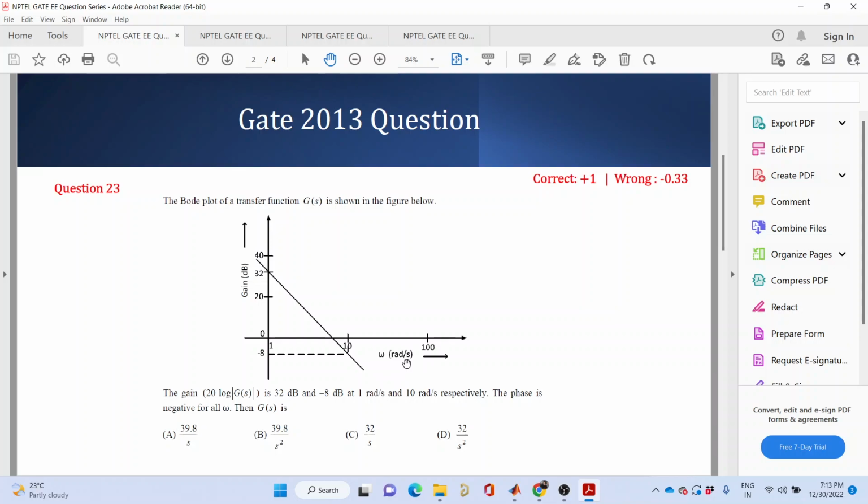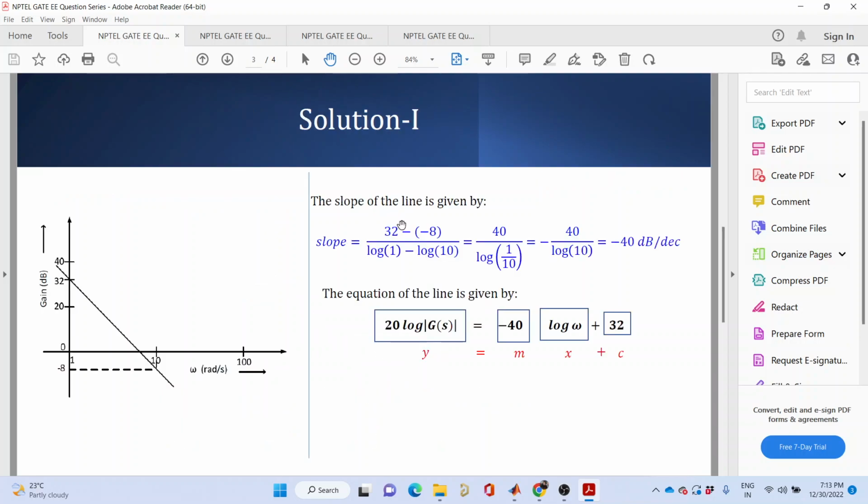So you have to consider that this is not a linear scale, this is a logarithmic scale. So if you do that, see 32 is this value. And what is the value of frequency at this point? That is log of 1. As I have told, when omega is 1 radian per second, the value of the straight line is 32, minus of this value, minus 8, because you have been told that at omega equal to 10 radian per second, the value of this magnitude plot is minus 8. So 32 minus of minus 8 divided by log of 1, that is this omega, minus of this omega, because this is the value of omega for which the curve has a value minus 8. So if you do that, what you are getting is minus 40 dB per decade.